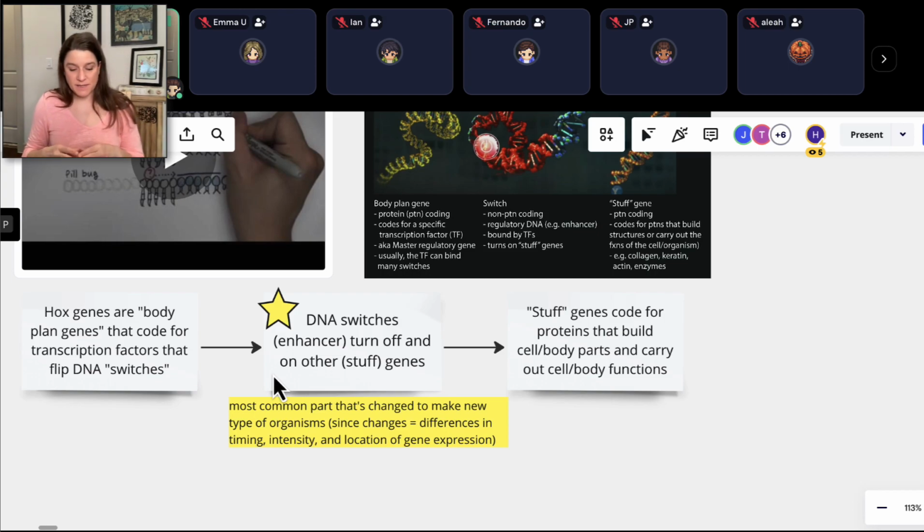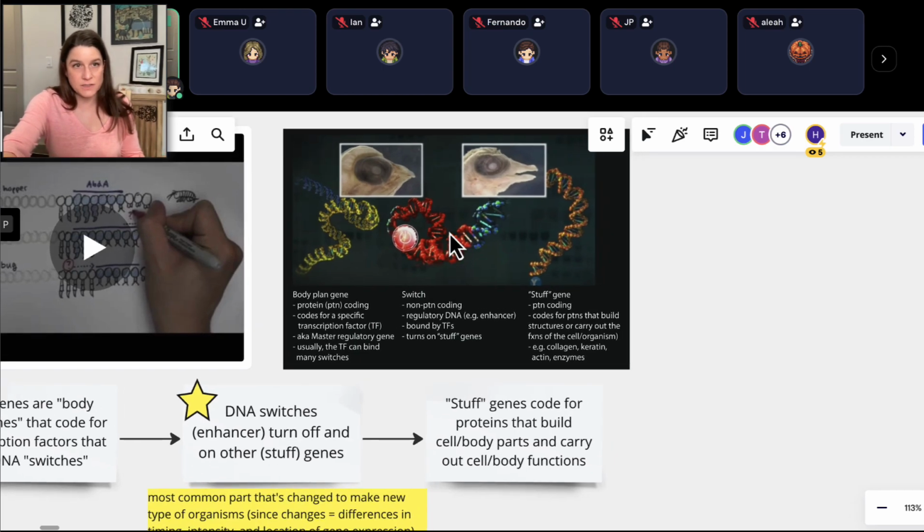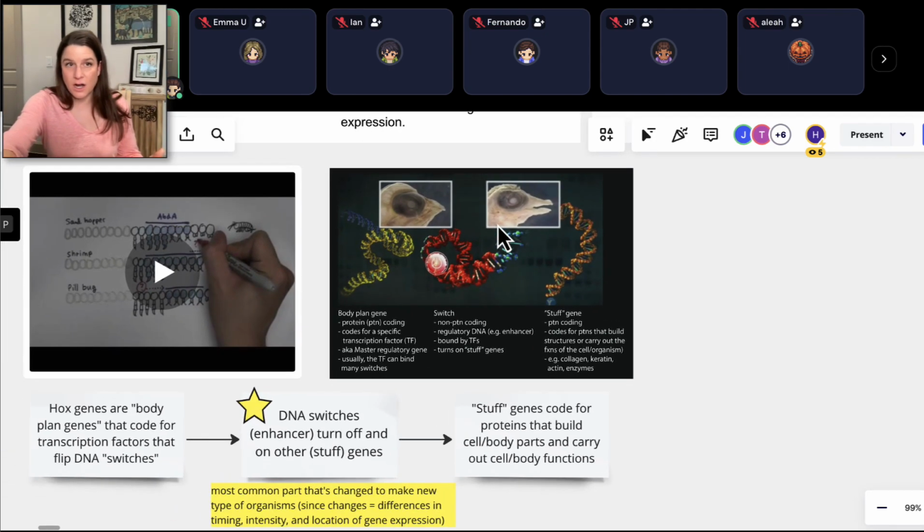Yes, you can change body plan genes, but a lot of times mutations in the actual genes themselves, whether it's the stuff gene or the body plan gene, often kill the organism, because without making any functional or normally functioning version of the protein, the organism can't develop. So a lot of times it's these switch regions, the regulatory regions. Mutations arise everywhere, but where they actually make it through is the switches, because the switches often will just change gene expression in one place, but not another.